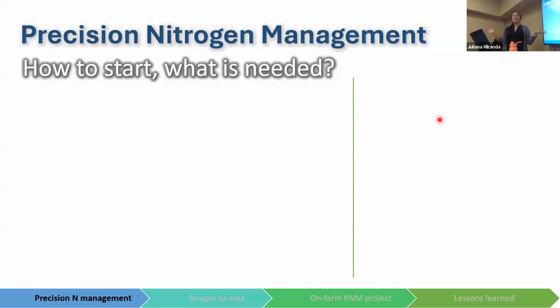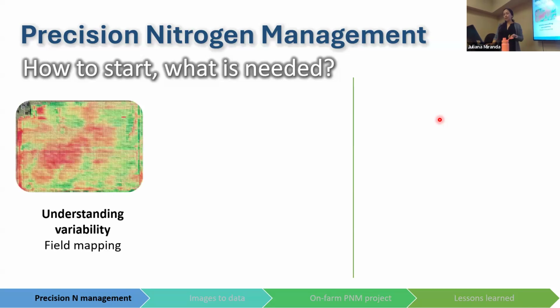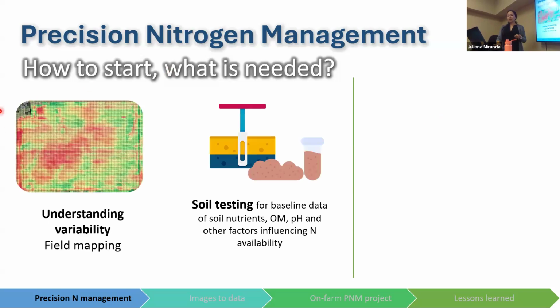So for example, a farmer wants to start doing this precision nitrogen management. How to start? The first step is to understand the variability in the field, because if you remember, that is one of the main reasons of the nitrogen loss. So for that we do field mapping. And once we understand the zones in our field, we can do some soil testing so that we can understand the underlying reasons of why this is a high yielding zone and why this is not.